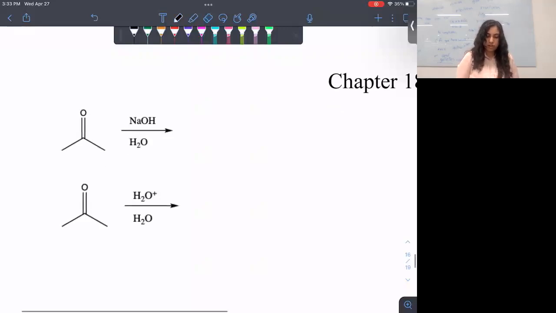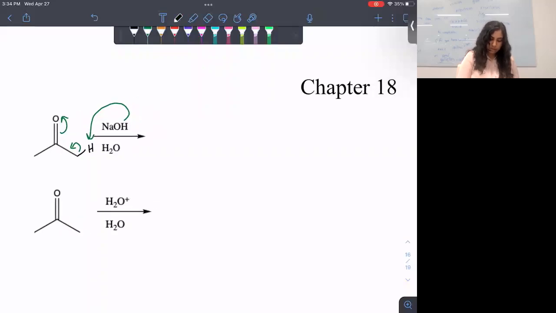So for the first one, if we're using a base to get the enolate, this is what happens. The base goes in, takes the proton, the electrons from the proton carbon bond go up to form a double bond, and then this pi bond goes up because you can't have 5 bonds on one carbon. So now you have this alkoxide ion with a new double bond. And then this is called your enolate. It's the enolate because it's an ion.